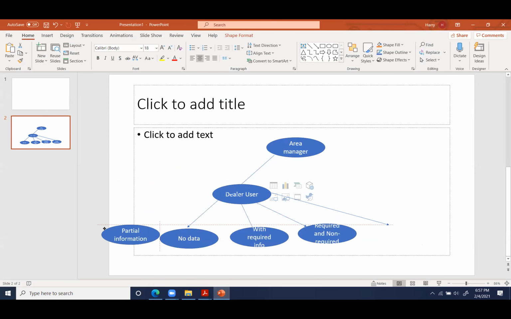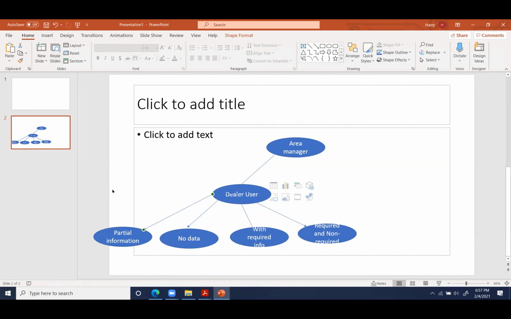So yeah, those two, the two on the left side that Herschel has drawn, are what I called negative cases. That means I should not be able to create a dealer user in those two conditions. And the two on the right-hand side are positive. That means I should be able to successfully create a dealer user in those two conditions.